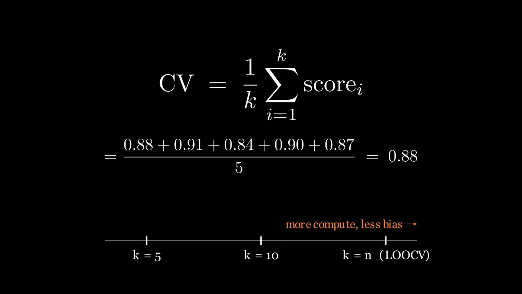Common choices are 5 or 10 folds. Push k all the way up to the number of data points and you get leave one out. Train on everything but one row, test on that row, repeat. Bigger k means more training data each round and less bias, but more compute. So 5 or 10 is the usual sweet spot.